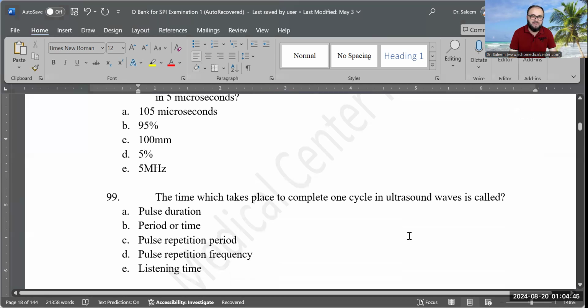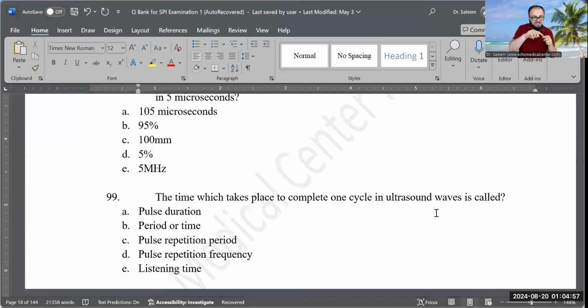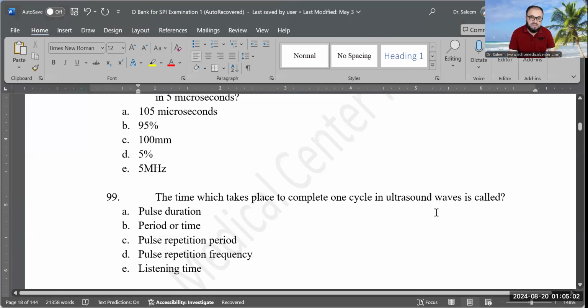Okay, let's do this question. The time it takes to complete one cycle in an ultrasound wave is called what? It's just one cycle in a pulse, one cycle with a compression and rarefaction. What do you think? Is it pulse duration? Is it period or time? Is it pulse repetition period, or PRP? Is it PRF, pulse repetition frequency, or is it listening time? Yes, it's period or time. That is for one cycle only. Pulse duration is the whole pulse. Maybe there are 3-4 cycles in one pulse. So that's the difference. Okay.